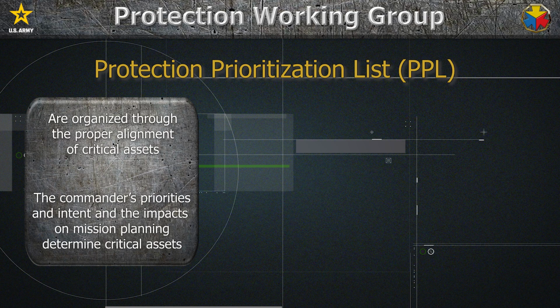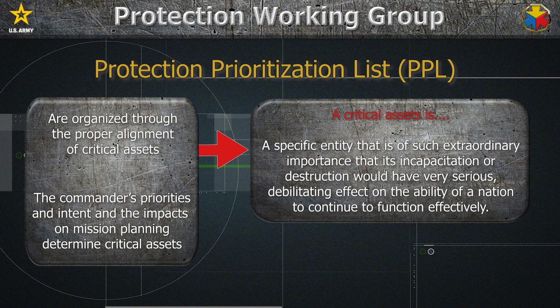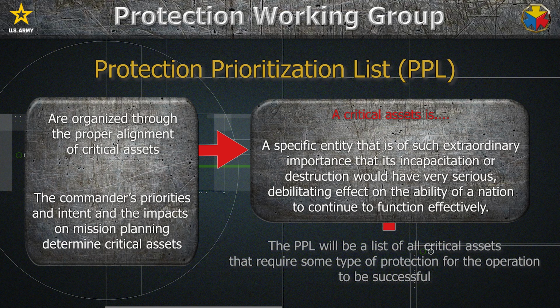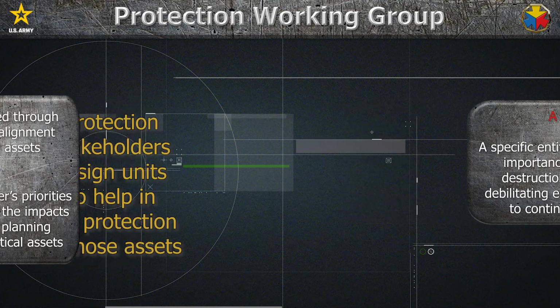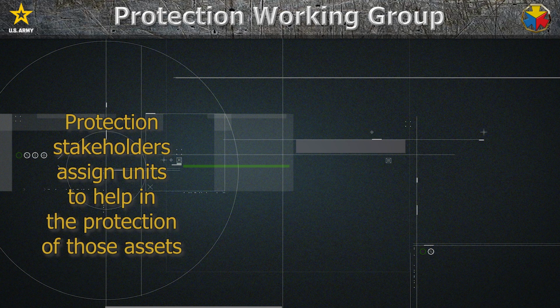The commander's priorities and intent and the impacts on mission planning determine critical assets. A critical asset is a specific entity that is of such extraordinary importance that its incapacitation or destruction would have a very serious, debilitating effect on the ability of a nation to continue to function effectively. The PPL, in short, will be a list of all critical assets that require some type of protection for the operation to be successful. The various protection stakeholders would then assign units to help in the protection of those assets.